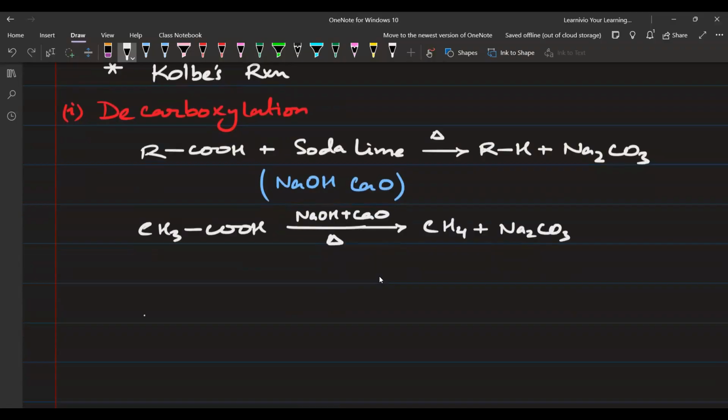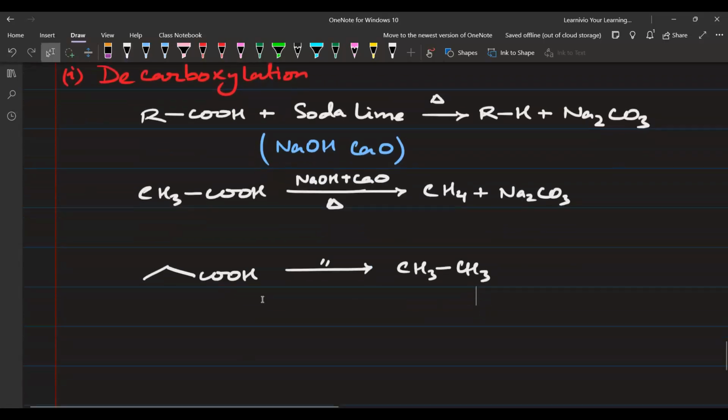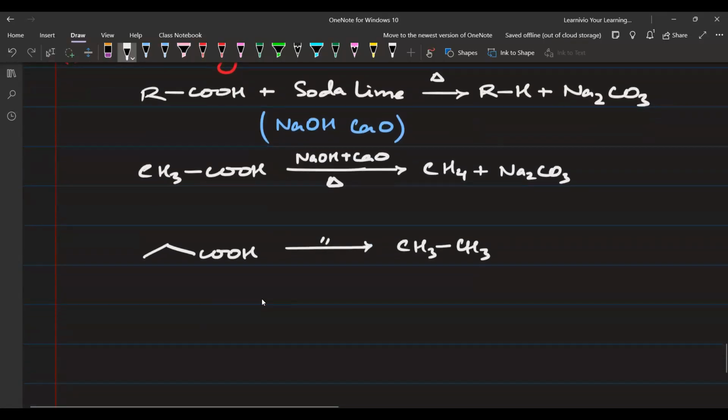Now, for example, if you have 3 carbon atoms, 1, 2, 3 carbon atoms, COOH, the same reagent, COOH हटा दीजिए, you will get CH3CH3. ठीक है. Similarly, if you have something like this, let us suppose, COOH हटा दीजिए, you'll get butane. Does it make sense? Yes or no? Please tell me, guys. Yes, sir.